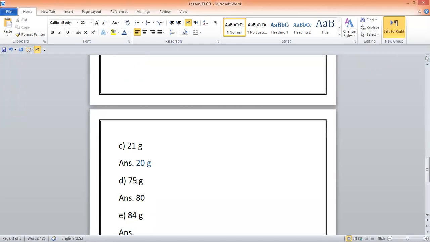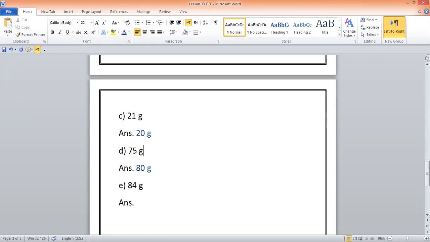Because this is 5. If on the ones place we have number 5 or greater than 5, then what we will do? We will add 1 in the tens place. 7 plus 1, 8. And we know it, whenever we round off to the nearest 10, the ones number will always be 0. So it is 80 gram. That's very good, guys. And your answers are correct.